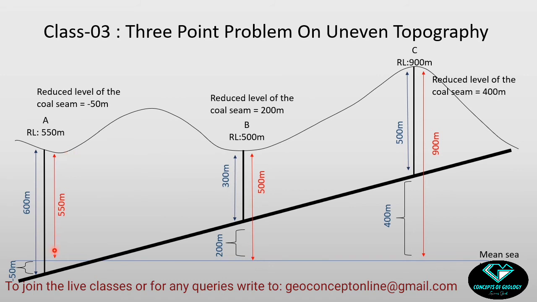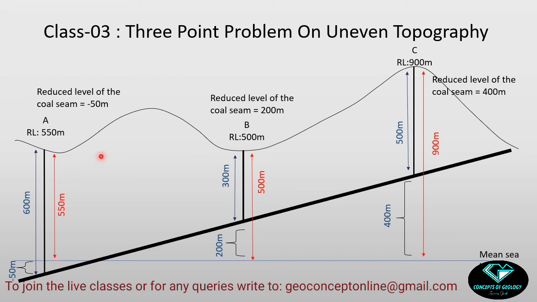Okay, and here the reduced level of the coal seam will be minus. Why? Because here the depth of the borehole is 600 meter and the RL is 550 meter. So when we find the reduced level of the coal seam, that means when I subtract the depth value from the elevation value of the topography, this will be negative. Why is this becoming negative? Because here the coal seam is going beyond the mean sea level. It is lying here below the mean sea level.